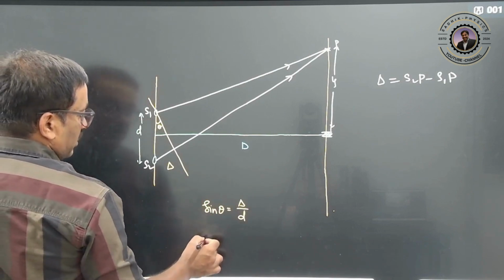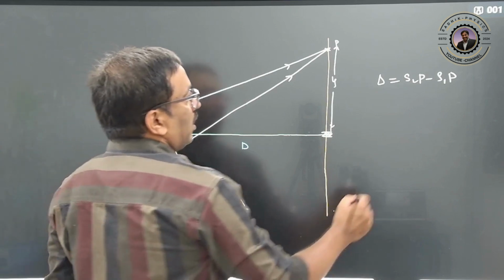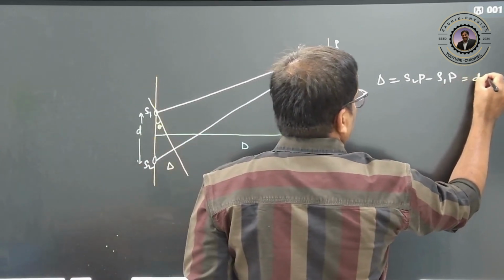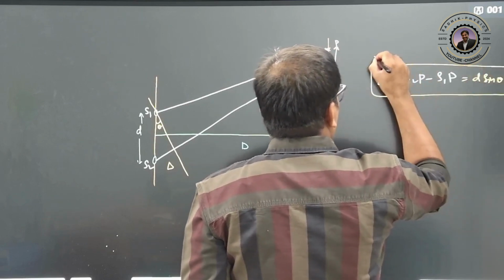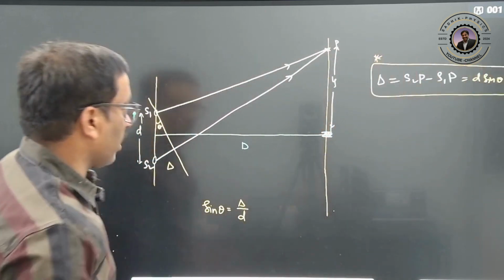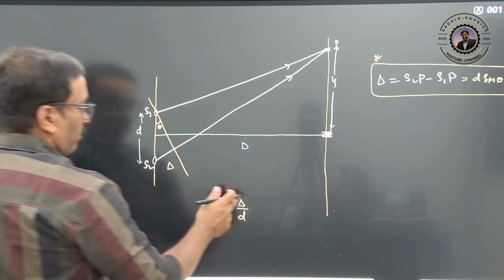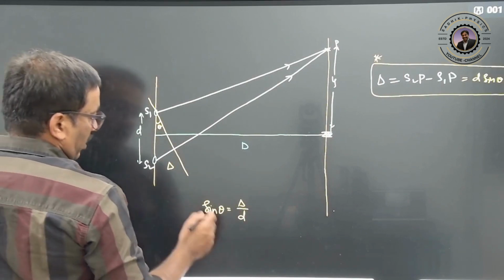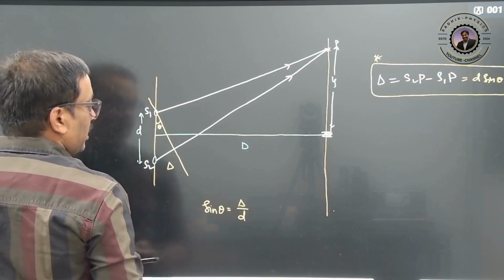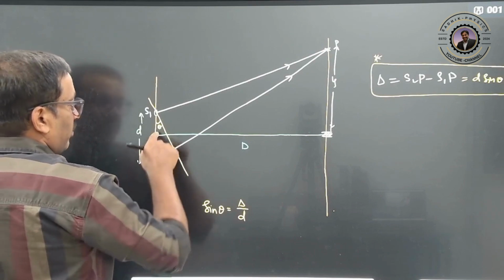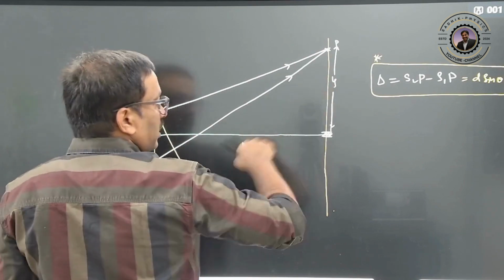So the path difference I got is d sin theta. Clear? This formula will be useful for us, you will see. So the path difference is nothing but delta, and here the thetas are very small. Now I got this, but I want this relation also.